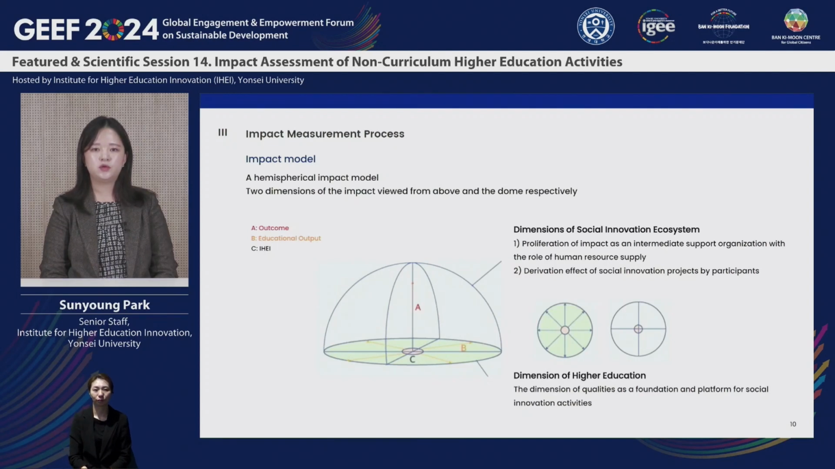Next, we aim to visualize the structure of impact as an impact model. The most crucial aspect of this process was determining how to visualize the relationship between the vision and impact of the two dimensions emphasized by our institute.